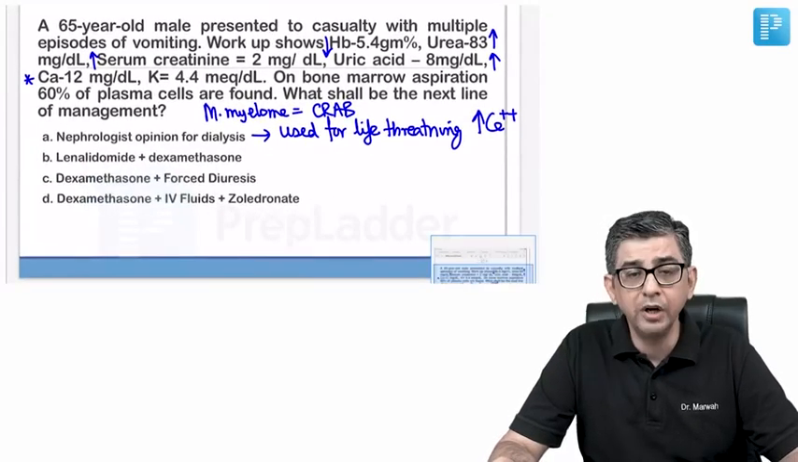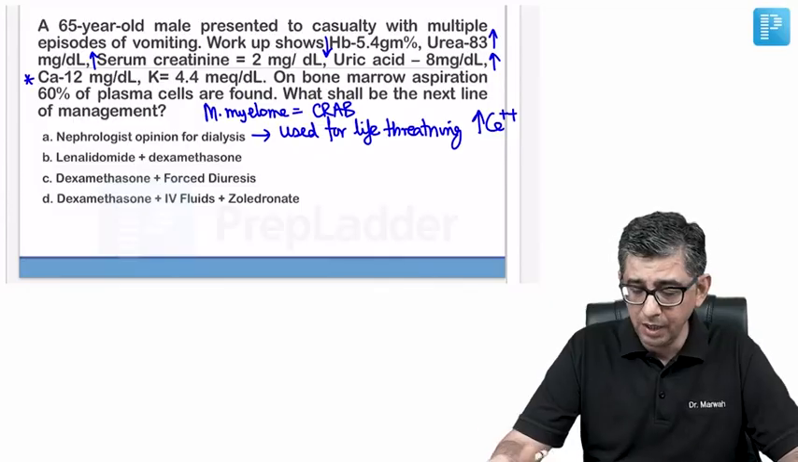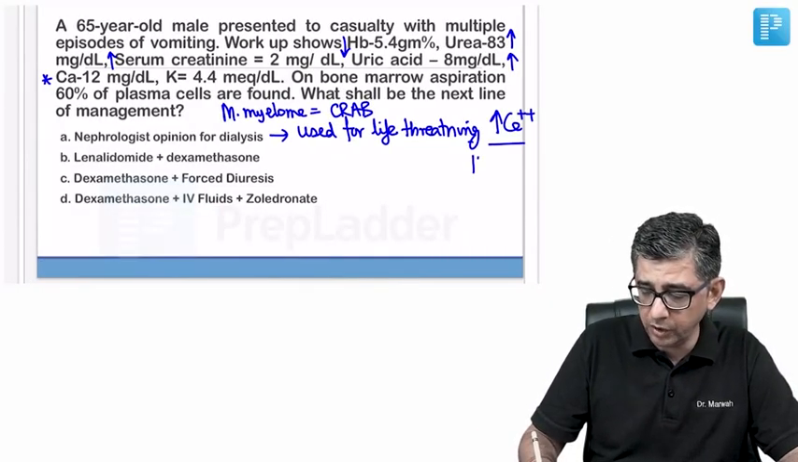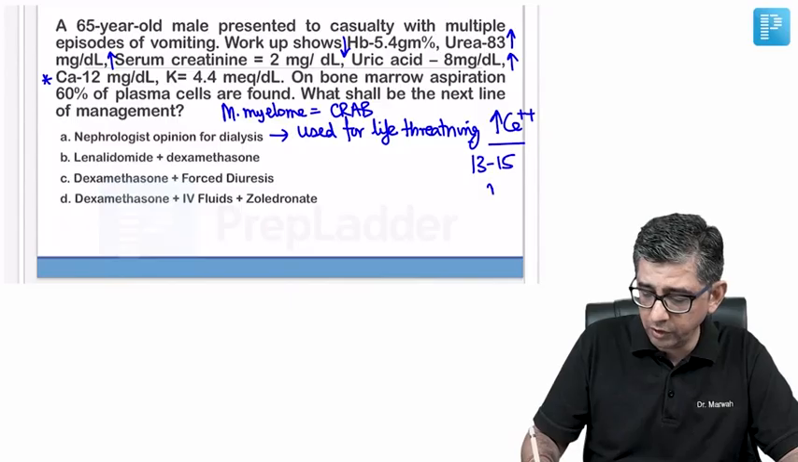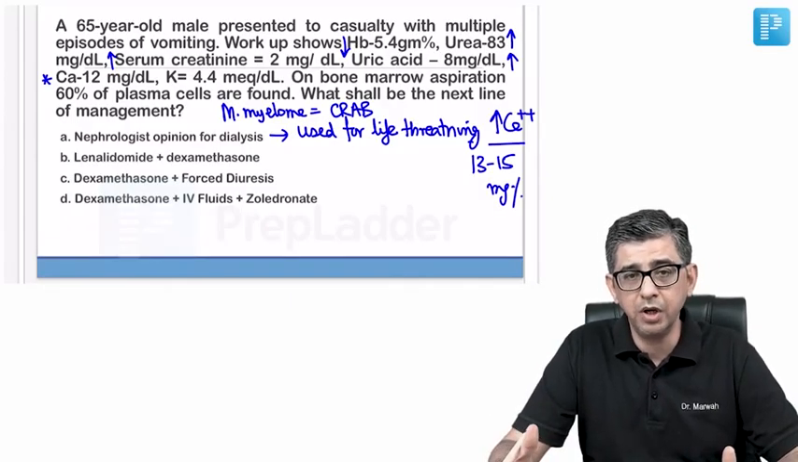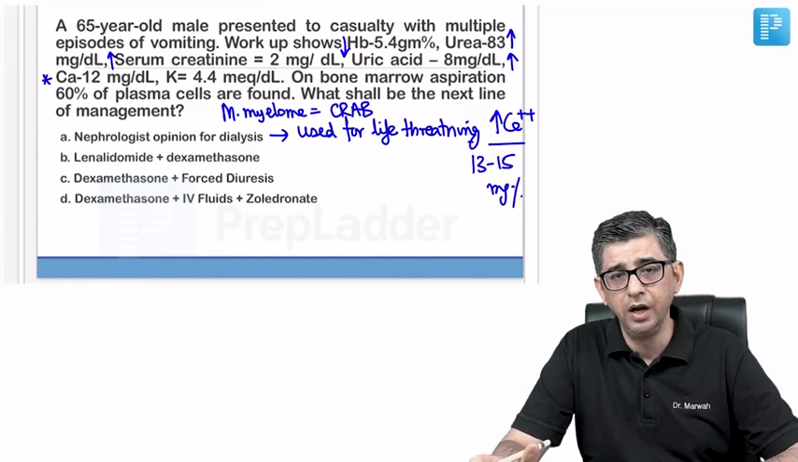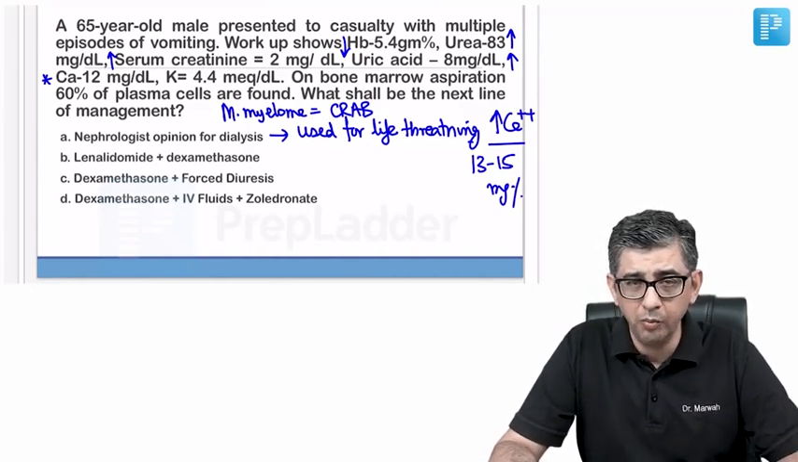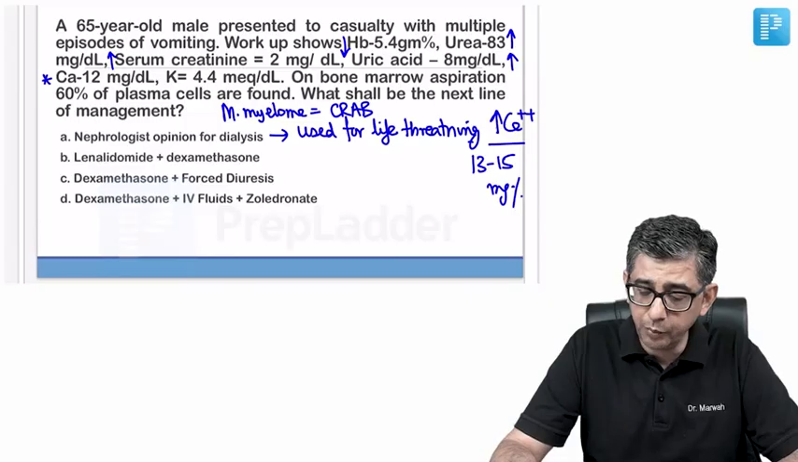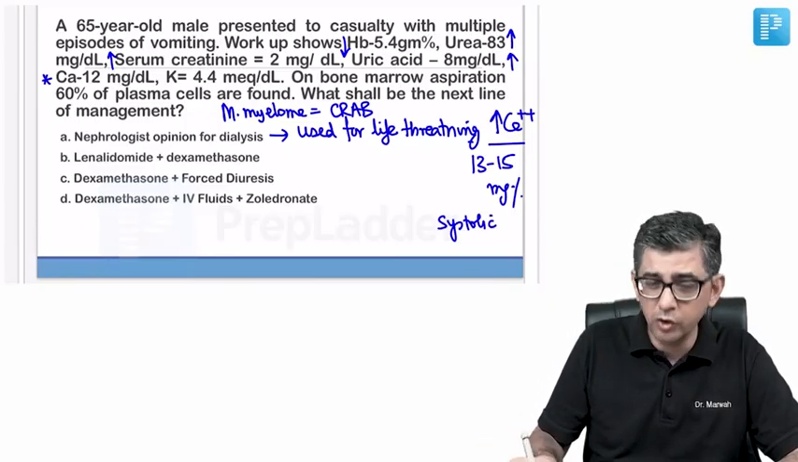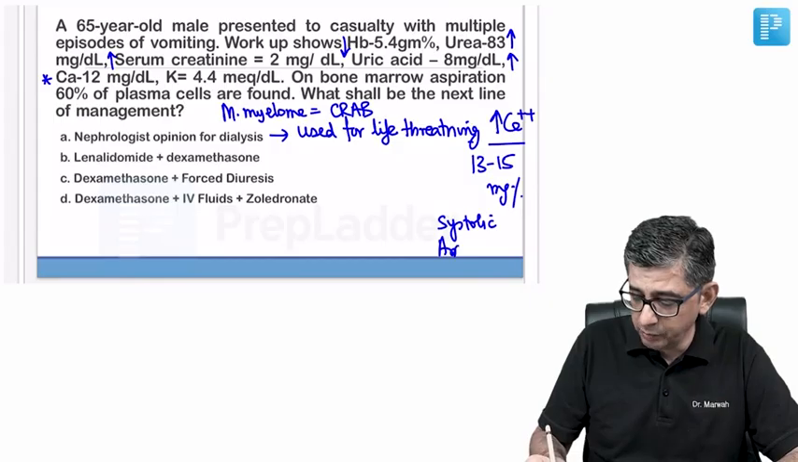Option A talks about a nephrologist opinion for dialysis. Suppose in this question, the values were in the range of, let me say, 13 to 15 milligram percent or even higher. When do you say life-threatening hypercalcemia? Values in excess of 13. Then I would have gone straight away for hemodialysis of this patient, because this guy could have landed up in possibility of systolic arrest. But here the value is in a range of 12. So I still have some time.